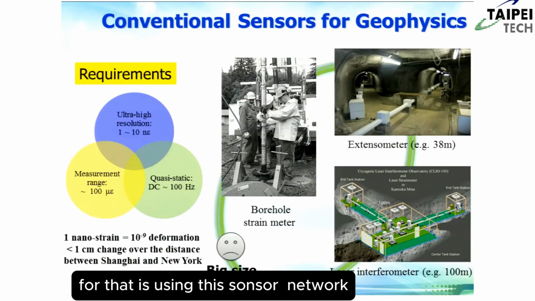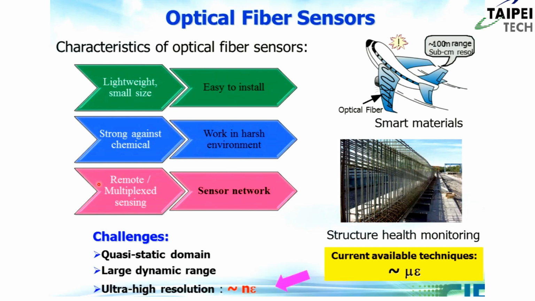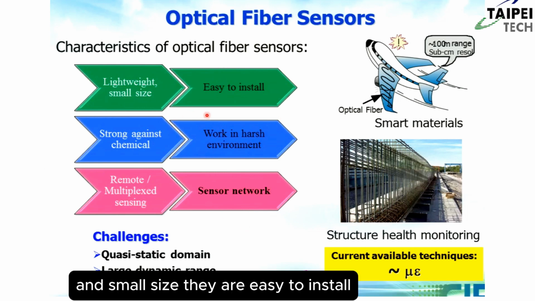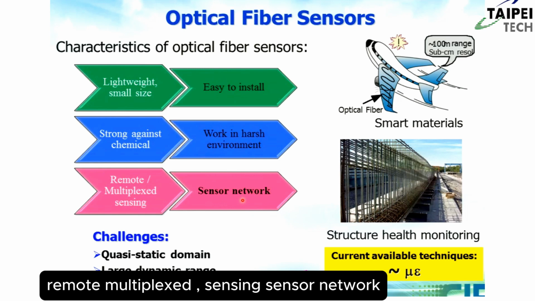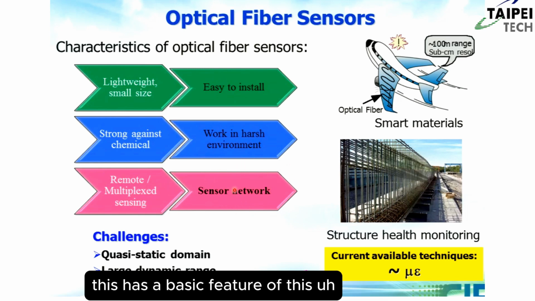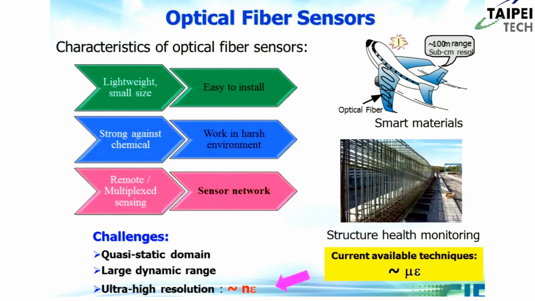It indicates the conventional sensors for geophysics. As we have observed, there are different conventional sensors, but they are big in size and high in cost, which is a problem to implement. Why do we prefer optical fiber sensors for this activity? Because they are lightweight and small, easy to install, strong against chemicals, work in harsh environments, and allow remote multiplexed sensing and sensor networks. These are the basic features of the optical fiber sensors we are implementing in this structural health monitoring system.